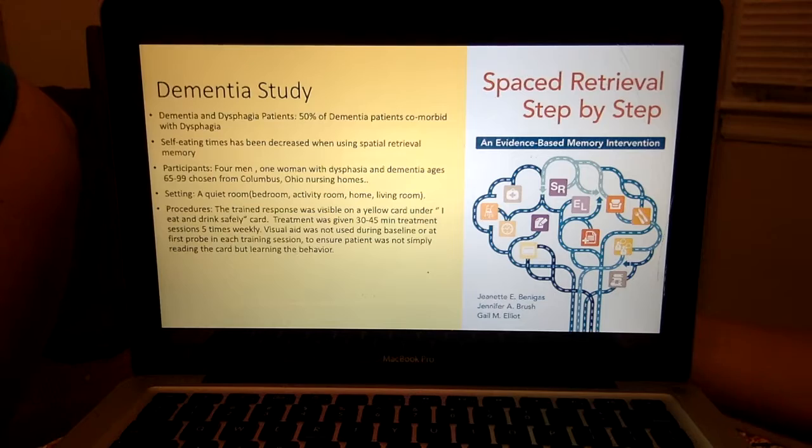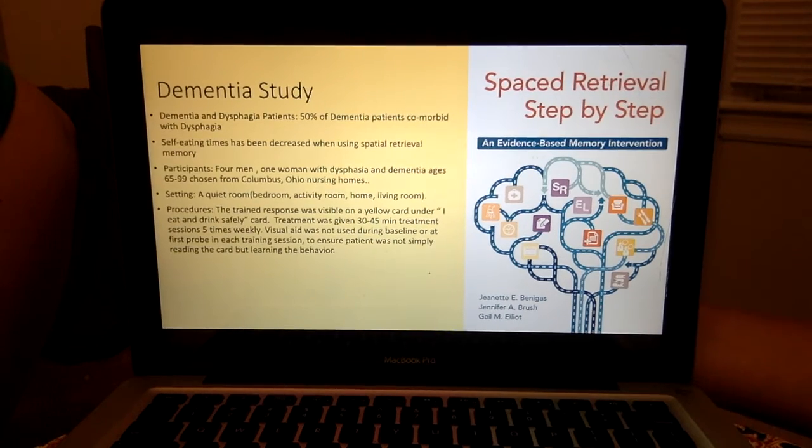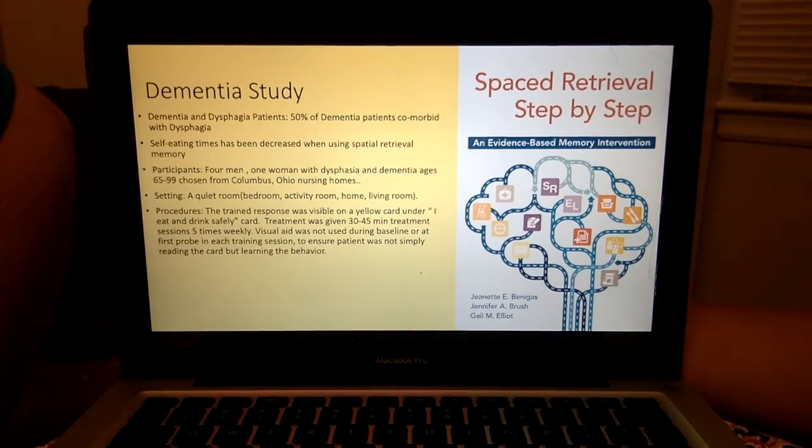The study currently done on dementia and spatial retrieval was done with a comorbidity of dementia and dysphagia patients. Self-eating times have decreased when using spatial retrieval memory based on this study. In the current study, we had 4 men and 1 woman, all with dysphagia and dementia, from ages 65 to 99, set in nursing homes.